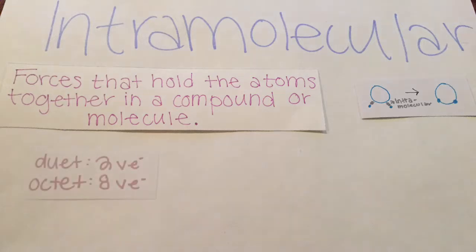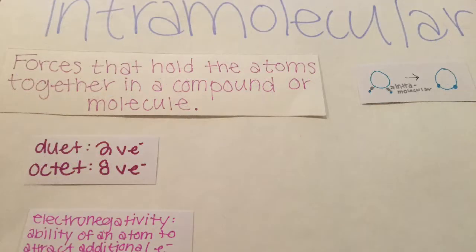There are a few things you need to know before we start, which is the duet versus octet rule, and this means an element wants to either have 2 valence electrons or 8 valence electrons in its outermost energy level to be stable and also match the nearest noble gas configuration.